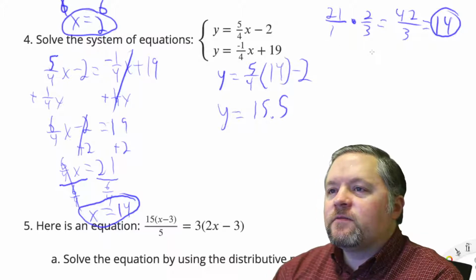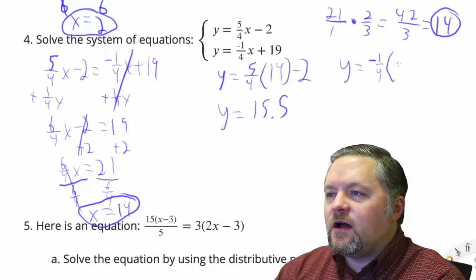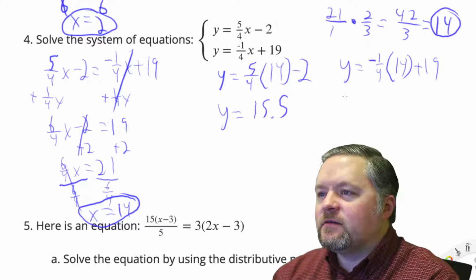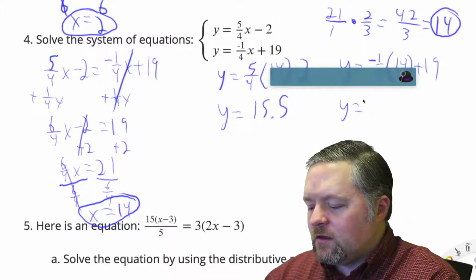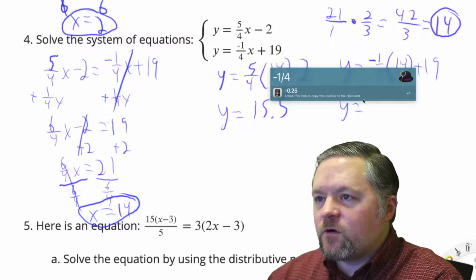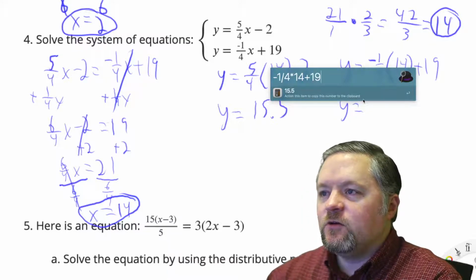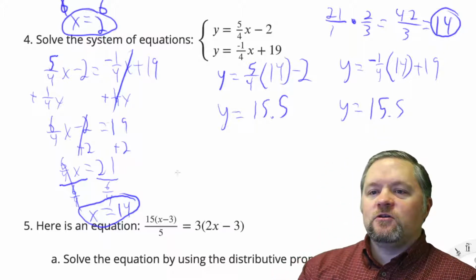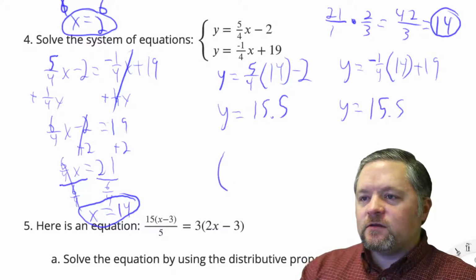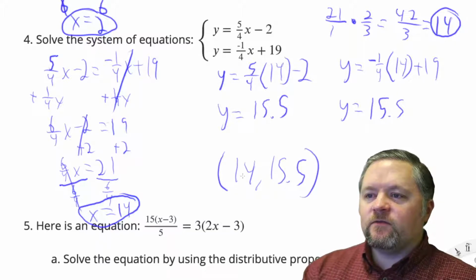Now let's check the other one. y equals negative 1/4 times 14 plus 19, which means y equals negative 1/4 times 14 plus 19, 15.5. So the solution to a system of equations is a point. This is the point 14, 15.5.